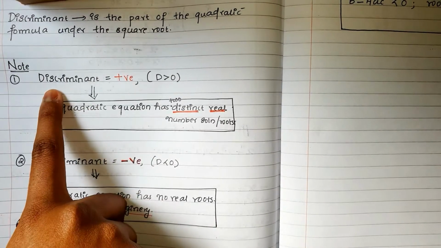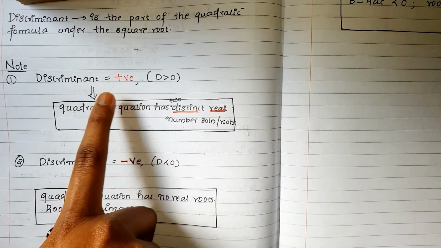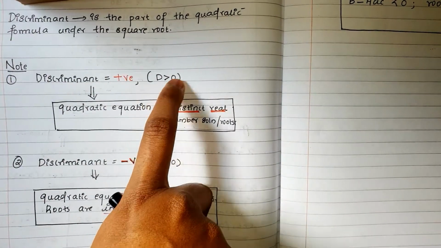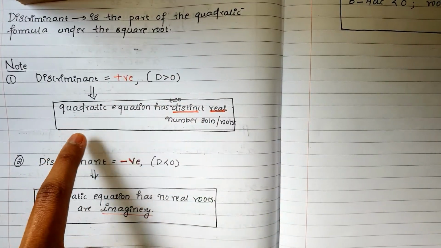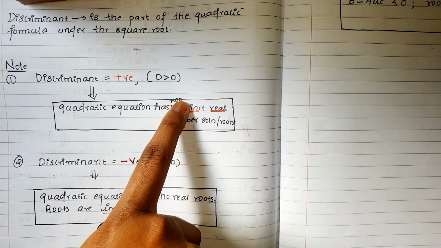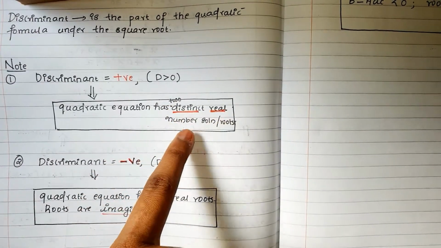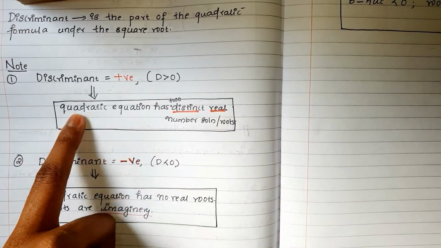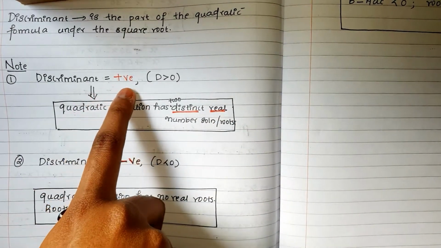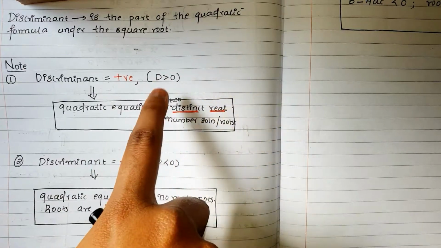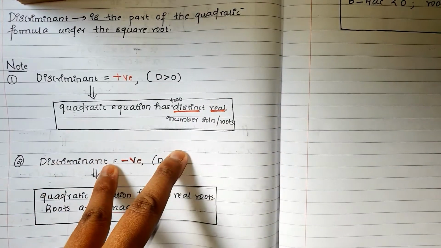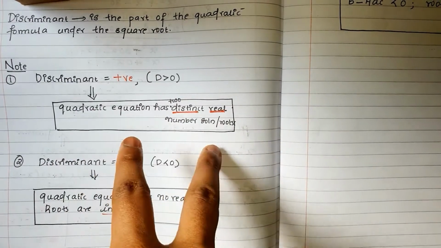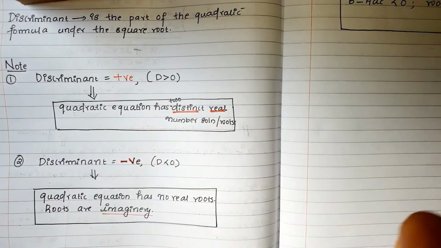So first, discriminant is positive. If the value of discriminant is positive, or greater than 0, then we can tell the particular quadratic equation has two distinct real number solutions or roots. Okay, if the discriminant is positive, greater than 0, then the quadratic equation has two distinct real number solutions. They are real numbers and they are not the same, they are distinct.